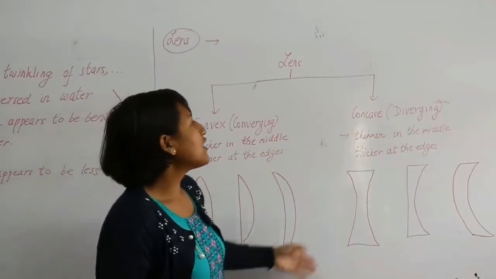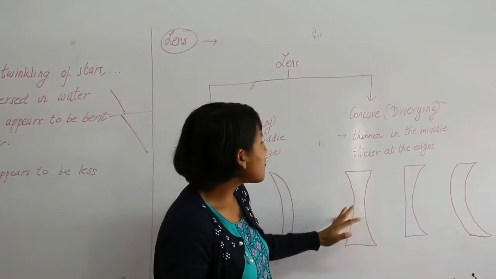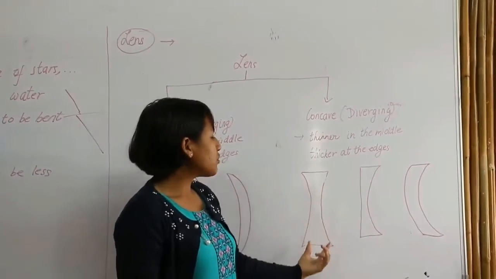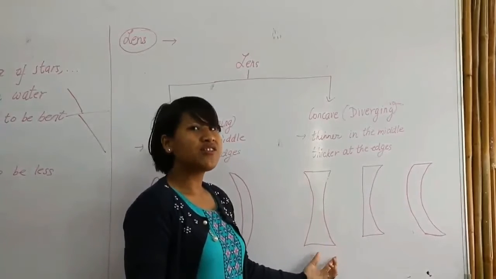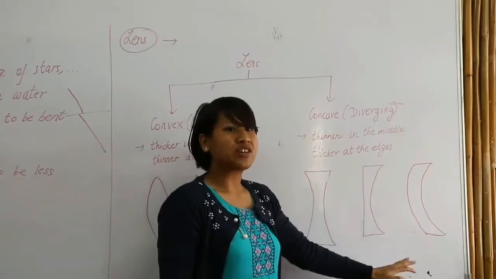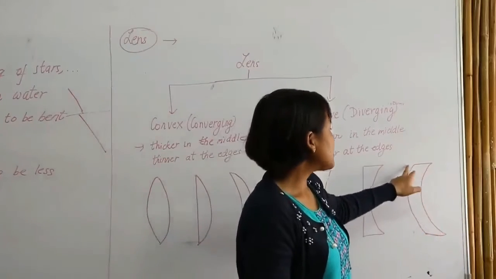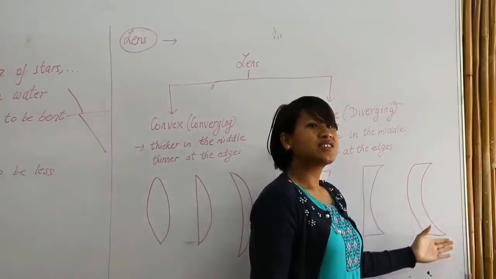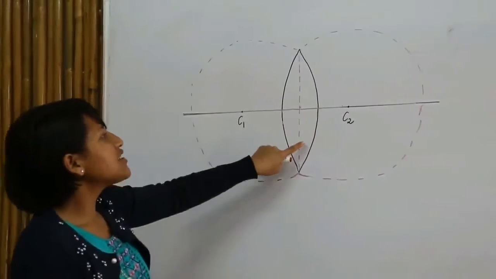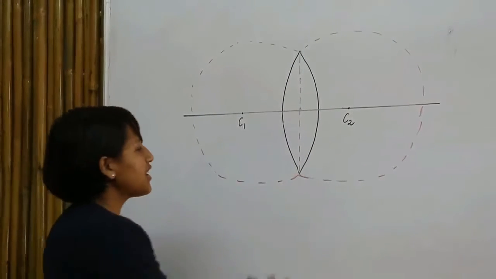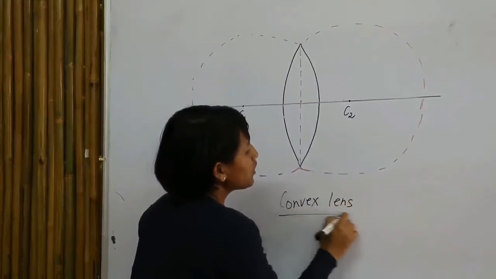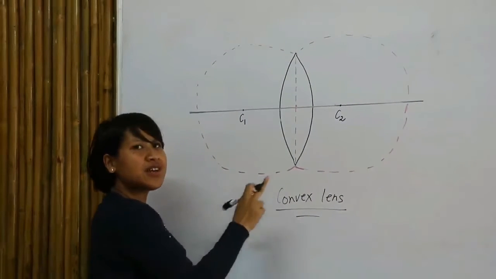Now in the case of concave, the surfaces are bent inward. When both are bent inward, we call it a double concave lens. Here you find one side plain and the other bent inward, a plano-concave lens. However, in this case, one side is bulging and the other bent inward, it is a convexo-concave lens. Mainly we'll be studying the double convex lens and the double concave lens.